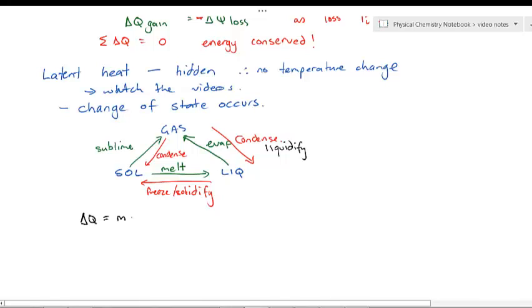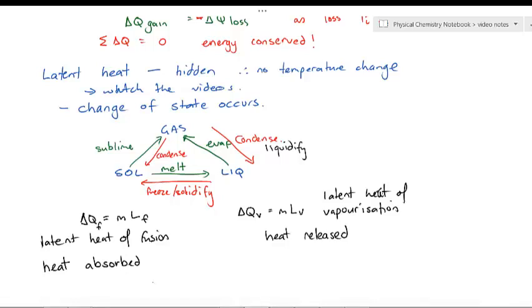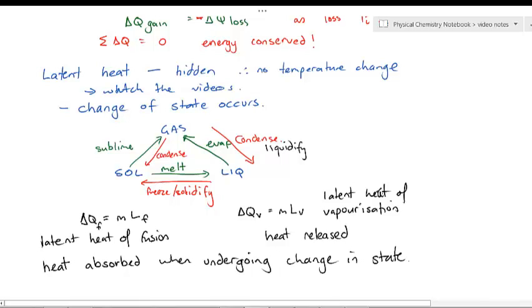Now, it's not expressly written in the chapter, but a simple way of thinking about this change of state or this change in energy is to consider it as a change in heat. So you're looking at the change in heat energy for fusion, which is the mass times the latent heat of fusion, or the change in energy for vaporization, which is the mass times the latent heat of vaporization. This latent heat of fusion is basically the heat that is absorbed or released during a change in state. So it would be absorbed to go from a solid to a liquid, and it would be released when it goes from a liquid to a solid.